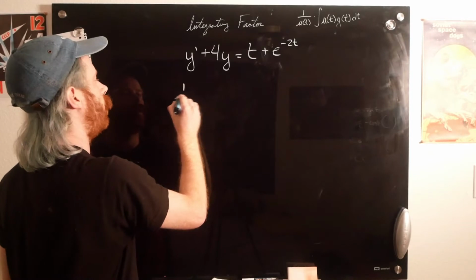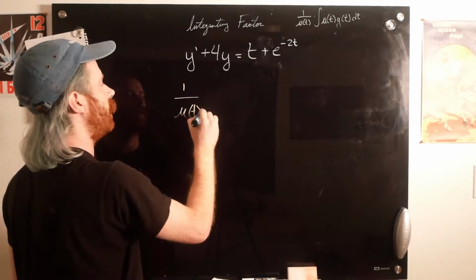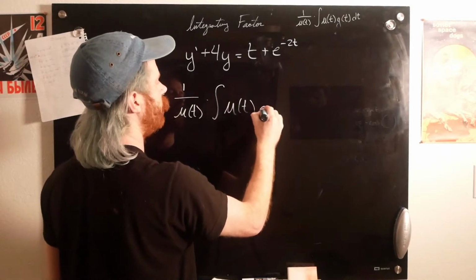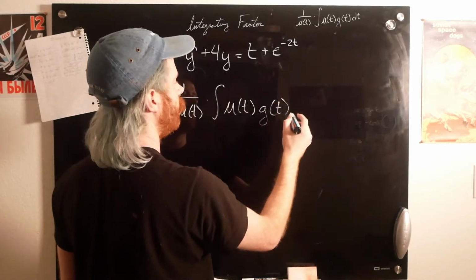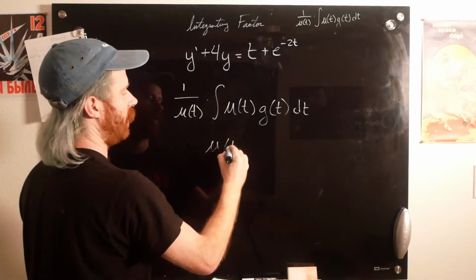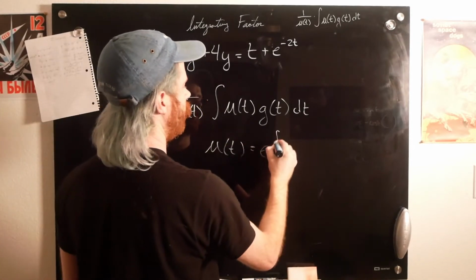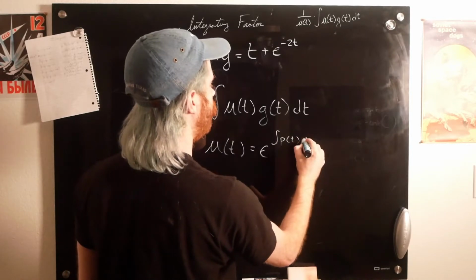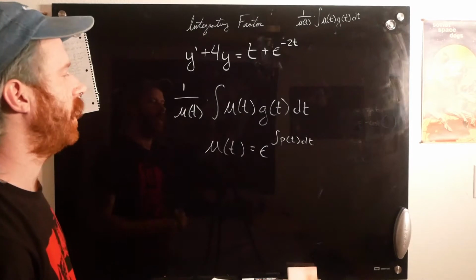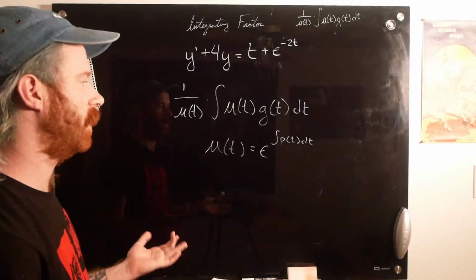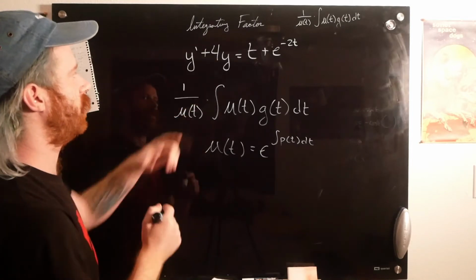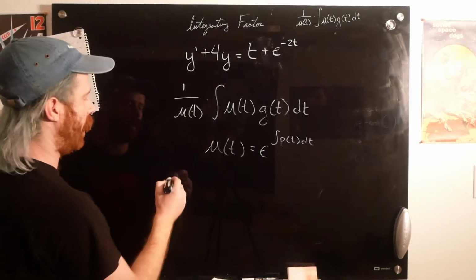So we have 1 over mu of t times the integral of mu of t times g of t dt, where mu of t equals e to the integral of p of t dt. Now p of t is going to be this term that is in terms of t or not. It could just be a constant. It's what's attached to this value of y.